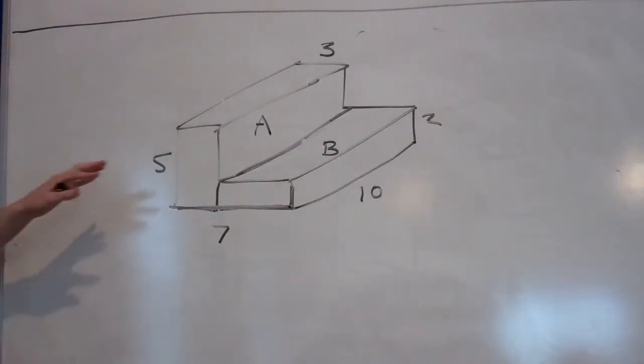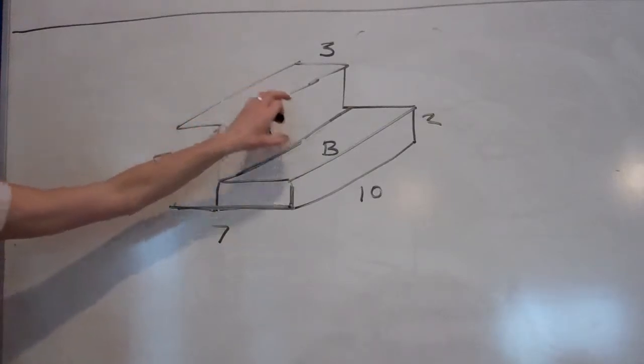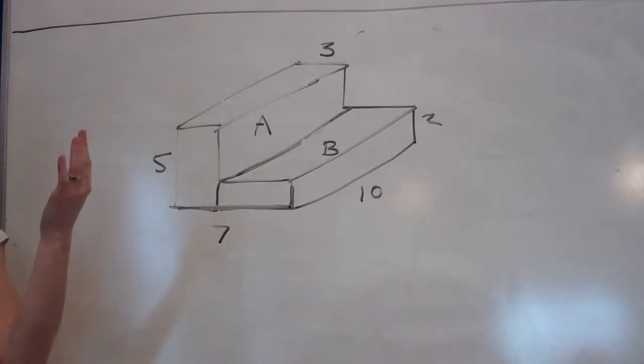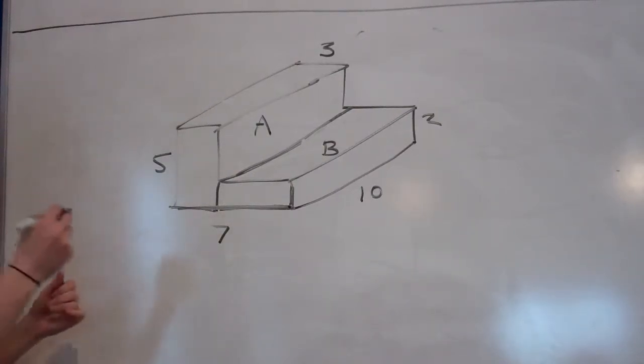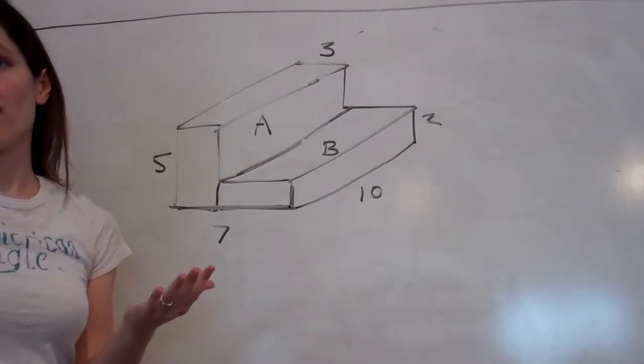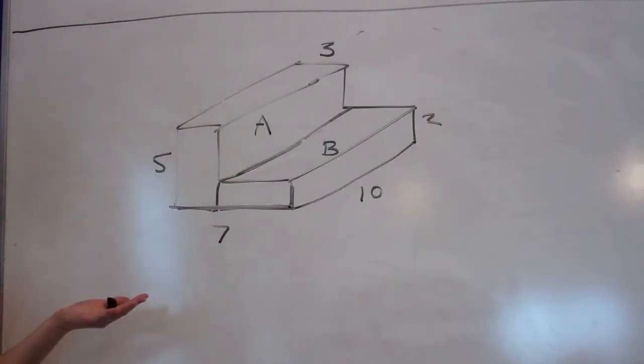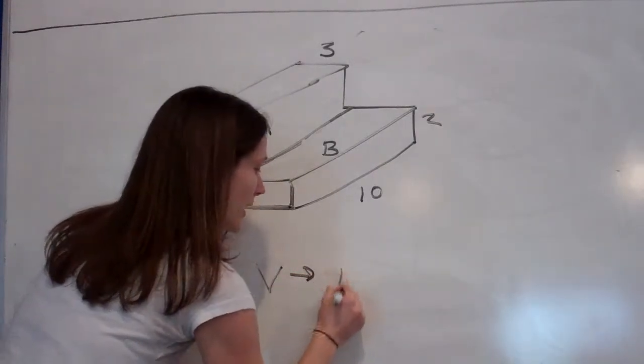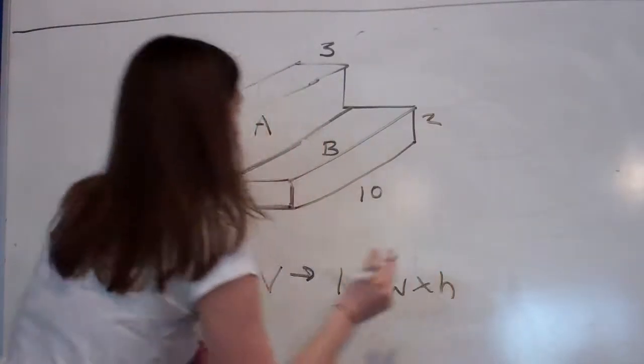Now, what is my base on A and what is my base on B? What kind of shape? It's a rectangle. So we are just doing length times width times height. The area of the base is the length times width. So I'm just going to put volume equals length times width times height.